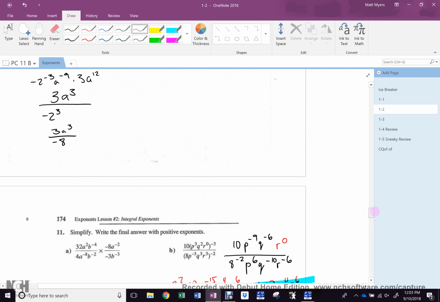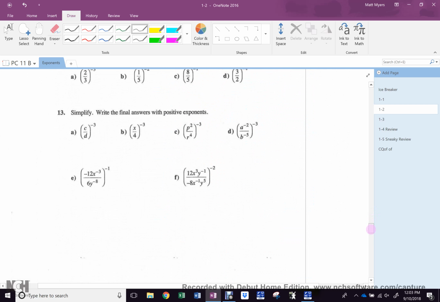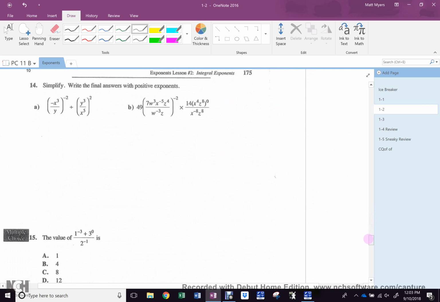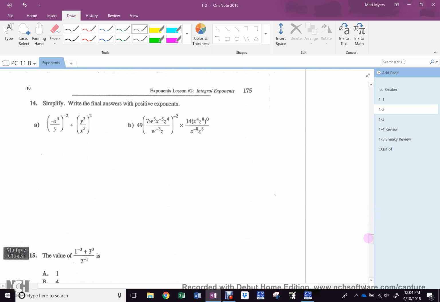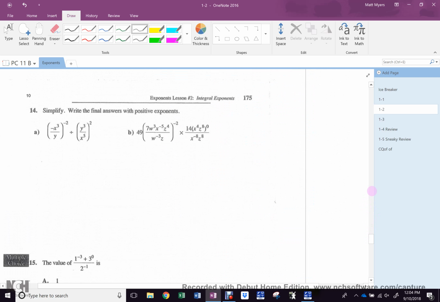Everybody okay with the rest of 9? And 10? 14b. Okay. So that negative 2 applies to what?